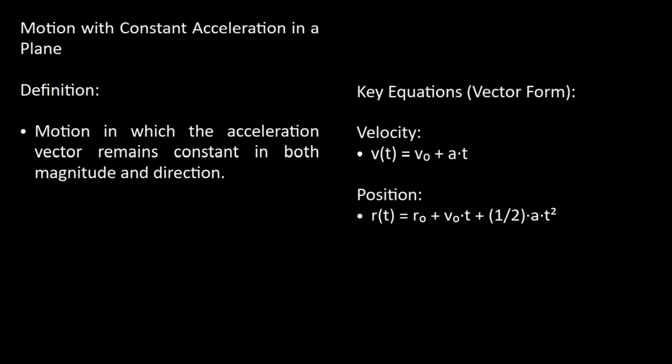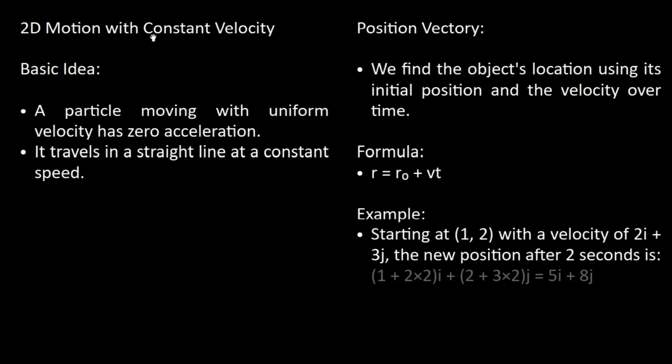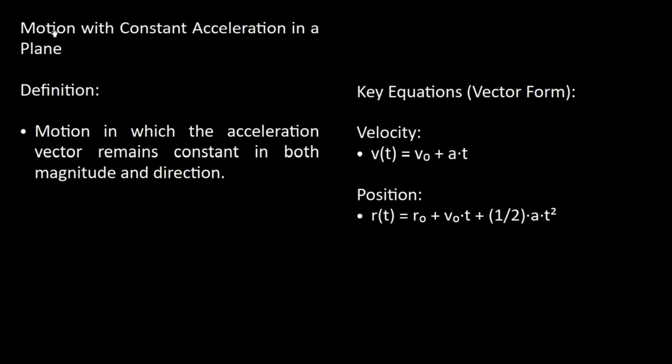We just spoke of how the equations of motion look in two-dimensional motion with constant velocity. Now we're moving on to two-dimensional motion with constant acceleration in a plane. That is basically in a plane represents two-dimensional motion. So in case of constant acceleration, the acceleration vector remains constant in both magnitude and direction. The key equations that we'll look into are your velocity and your position vector.